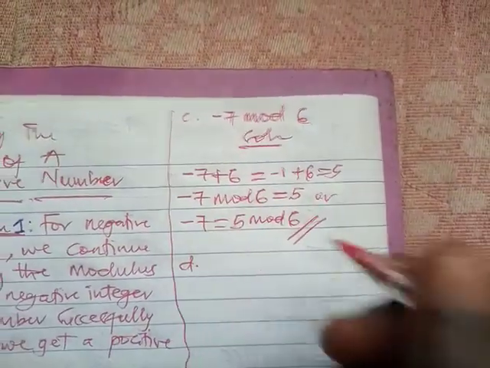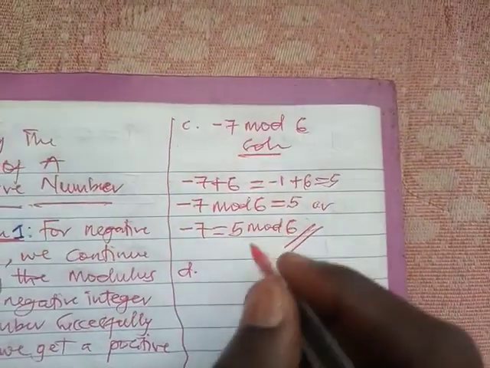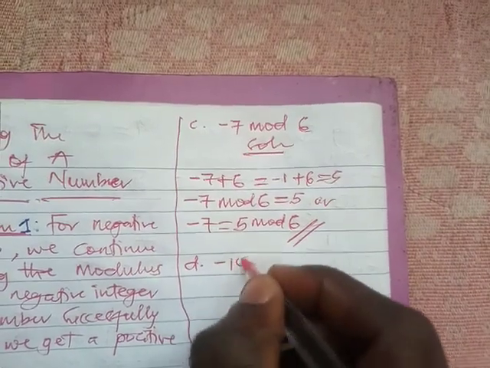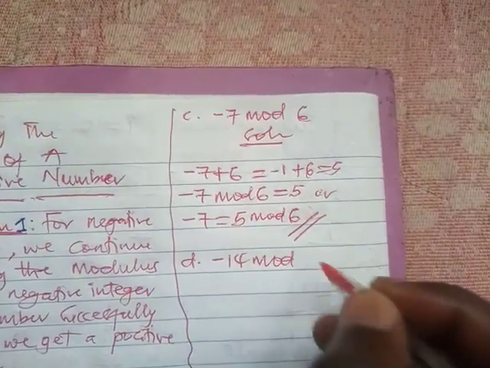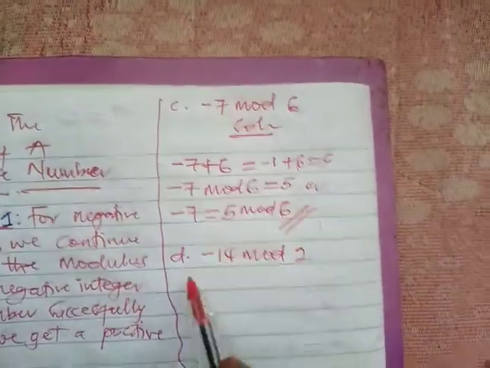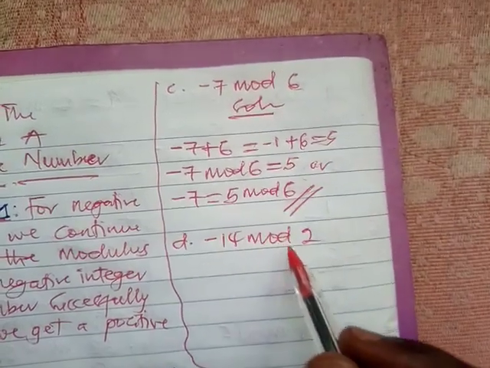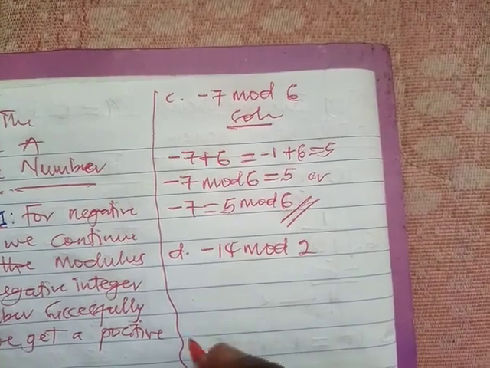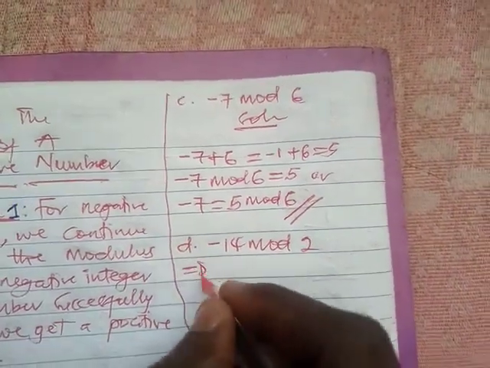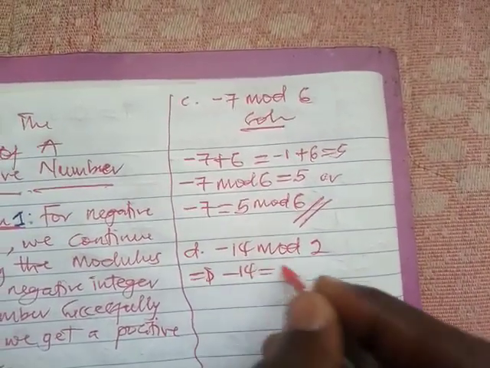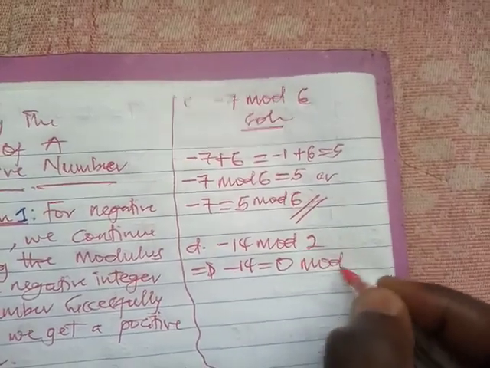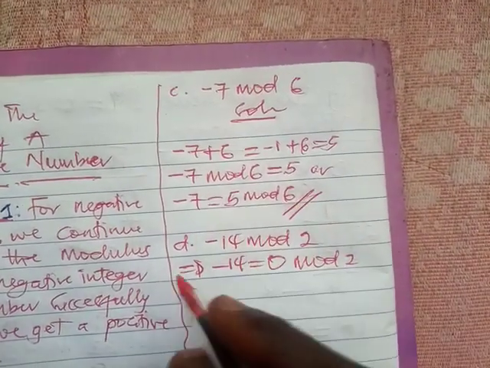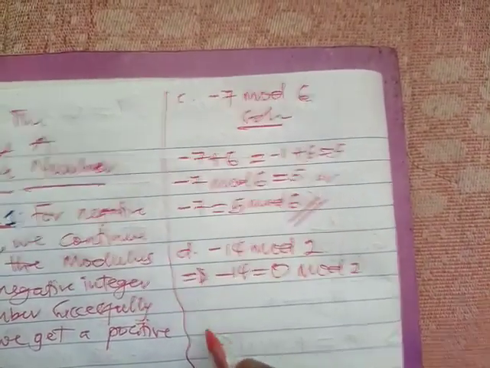Let's look at the next example. Let's say -14 mod 2. You can clearly see that 2 can go into 14. Since 2 can go into 14, don't even waste your time. So -14 is equal to 0 mod 2. Or if possible, you can continue adding and see.